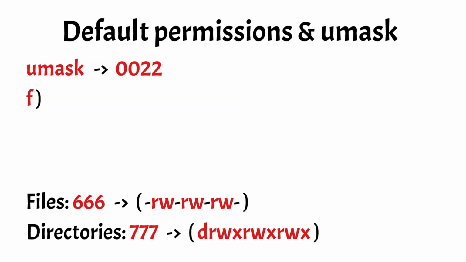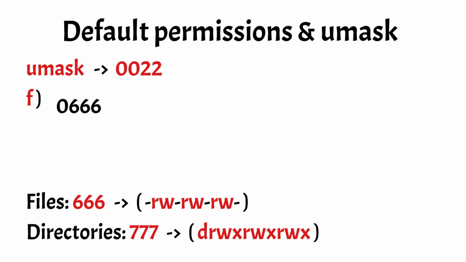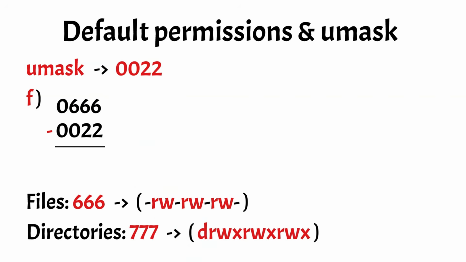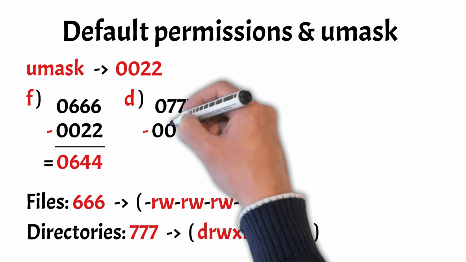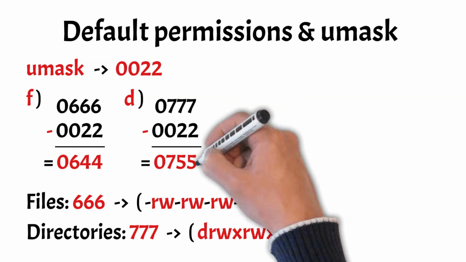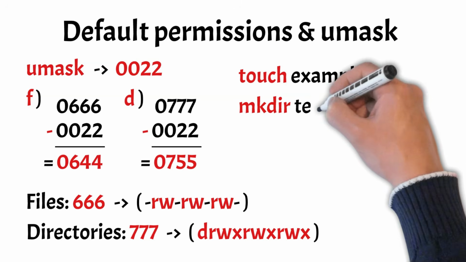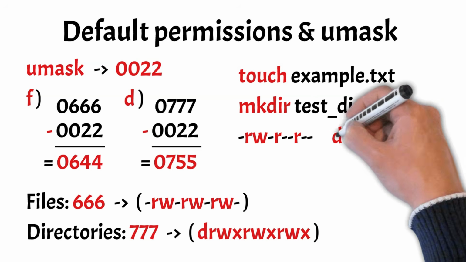The key idea is that the umask subtracts permissions from the defaults. For example, starting from 0666 for files and subtracting 0022 results in 0644, while for directories, 0777-0022 results in 0755. We can observe this in practice by creating a file and a directory with these commands, and then listing them with ls. The resulting permissions reflect the effect of the umask.